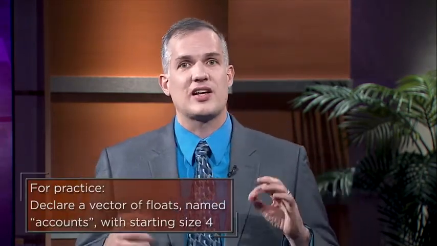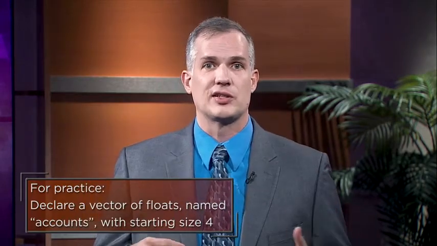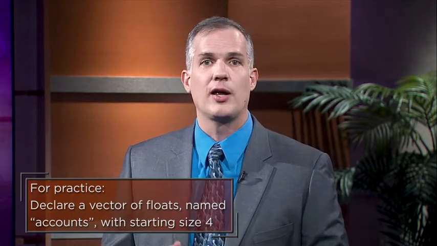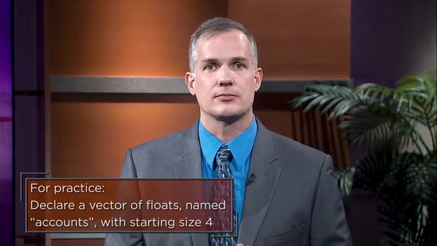Let's see how well you remember. If we wanted to declare a vector of floats named accounts with starting size 4, how would you declare this? This would just be a line: vector, open angle bracket, float, close angle bracket, space, accounts, parenthesis, 4, parenthesis, and semicolon.